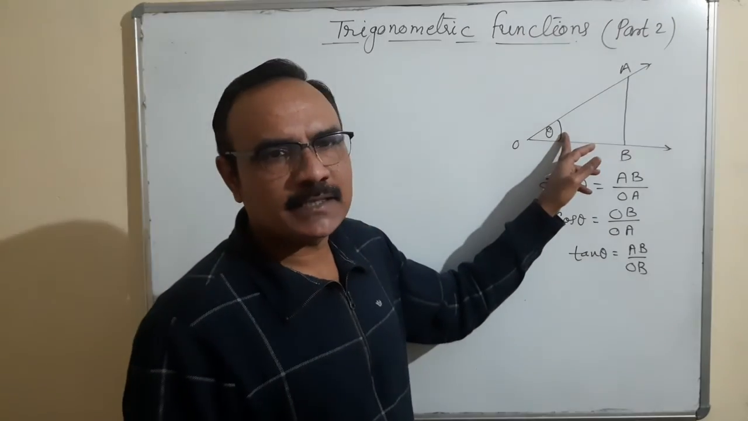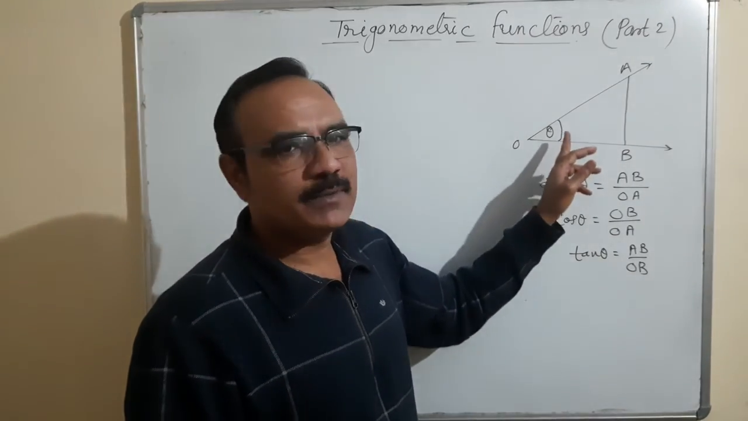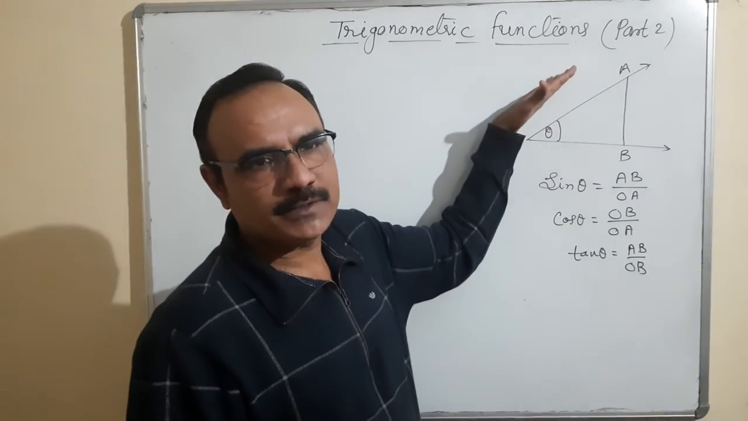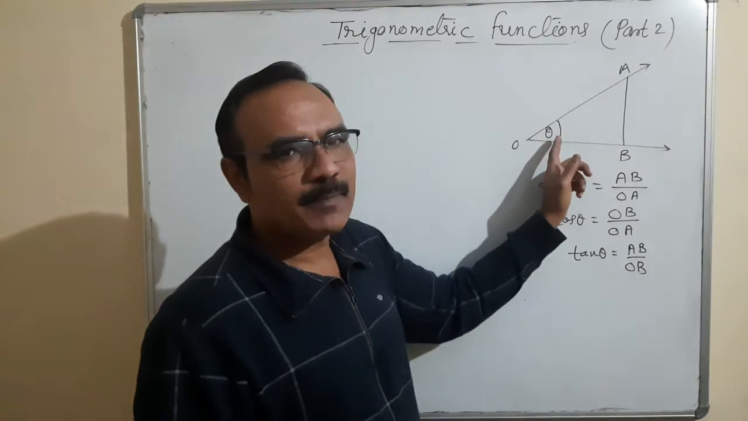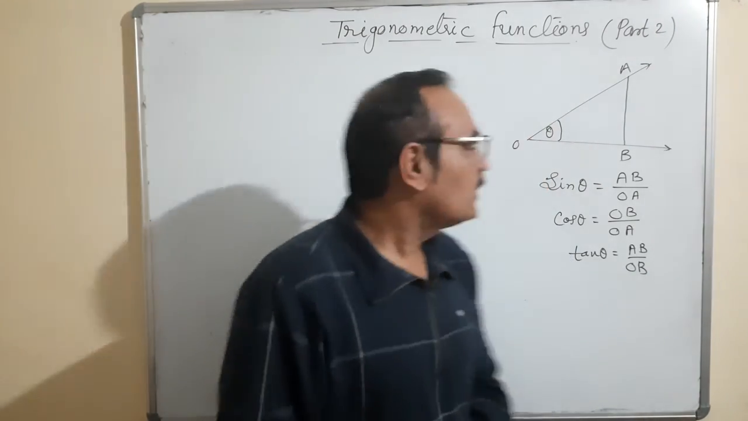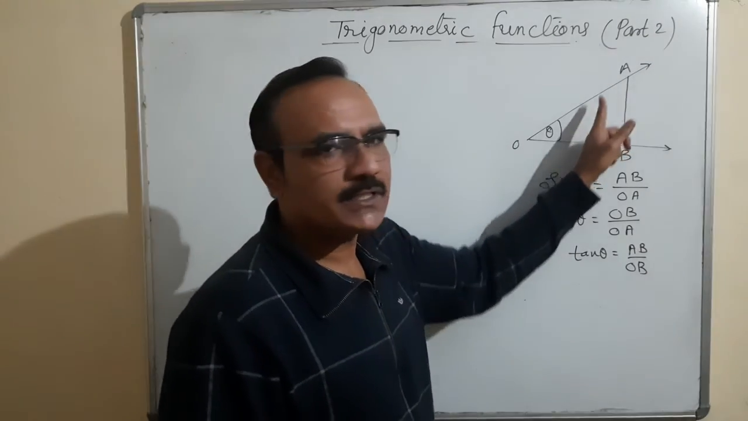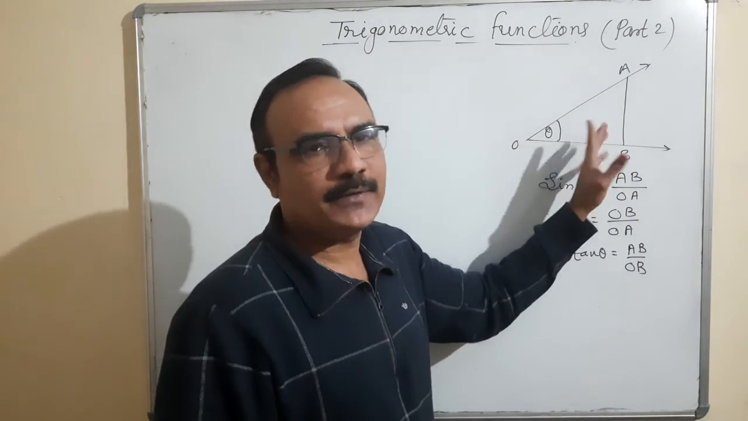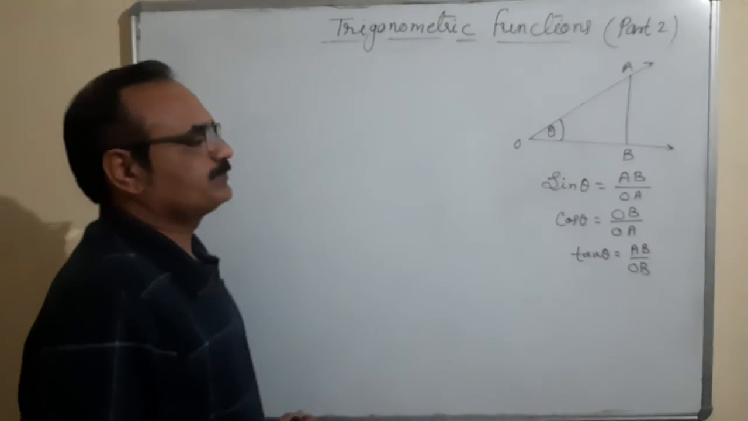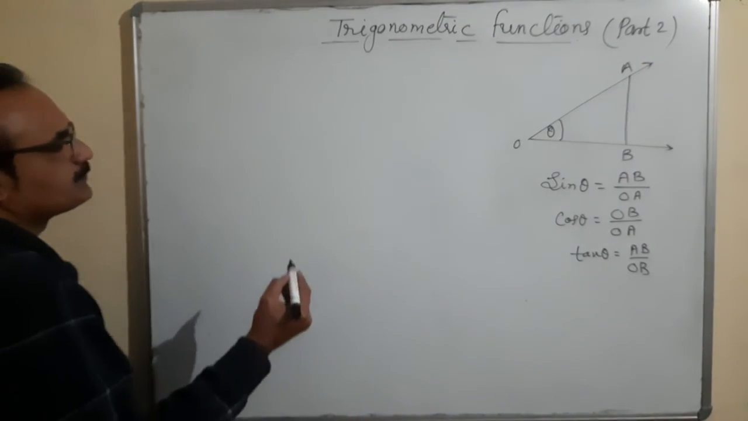If this angle is theta, then sine of theta is equal to perpendicular upon hypotenuse. This is the theta. Perpendicular is always treated as the opposite side of theta. If I take theta here, then the opposite side of this is the perpendicular. Okay, you are aware of it. Now let us discuss trigonometric functions.